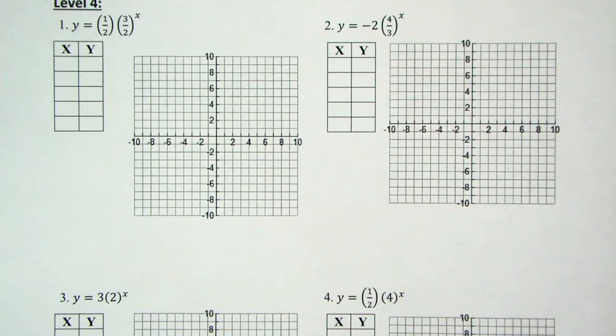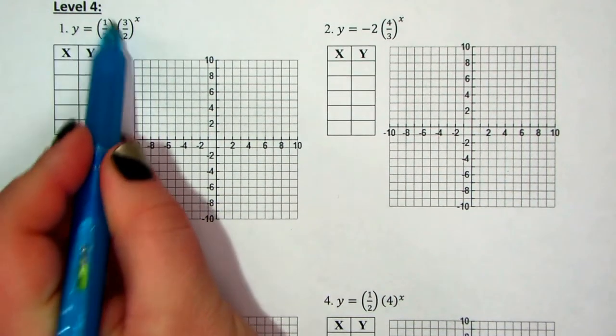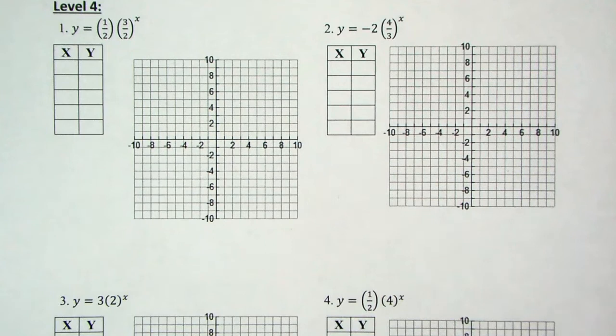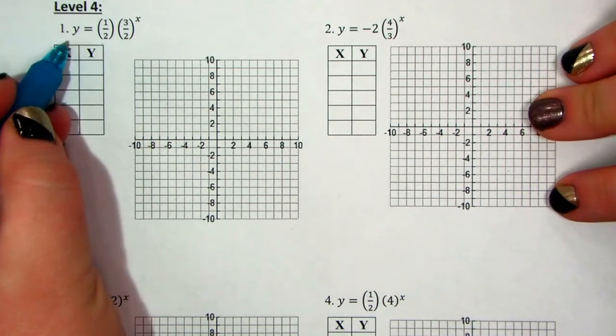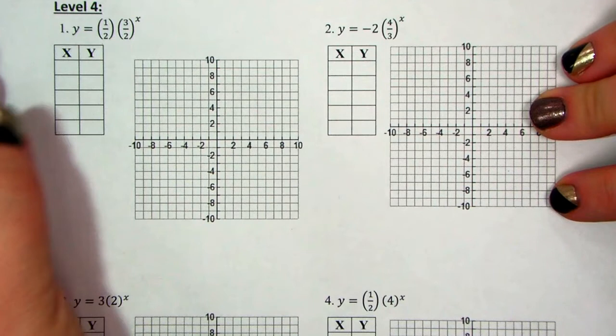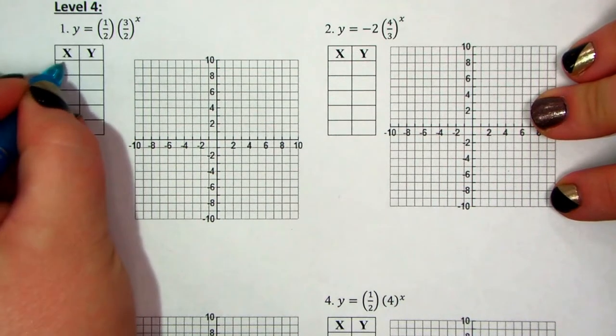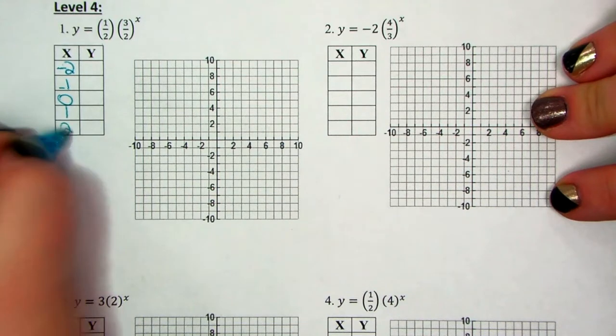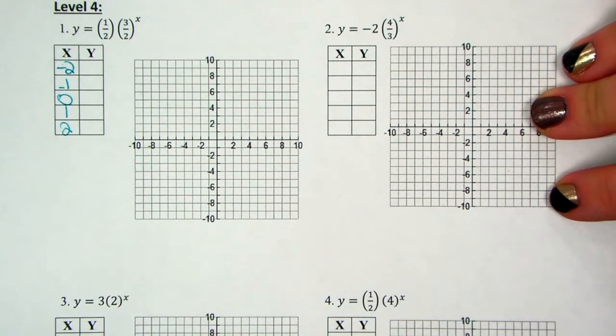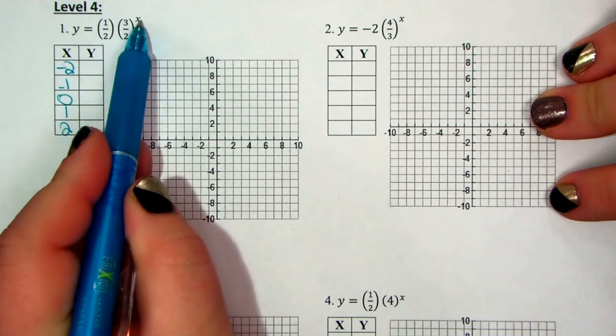For level 4, the only difference that we're going to introduce here is now having an A value. But the process that we've been using for level 2 and 3 is going to remain the same throughout level 4. So when we are given an exponential function to graph, we need to automatically put -2, -1, 0, 1, and 2 into my table. And we are going to plug those values in for x.